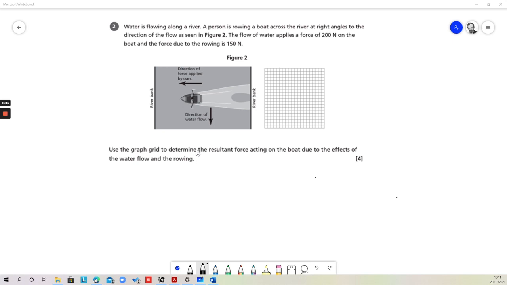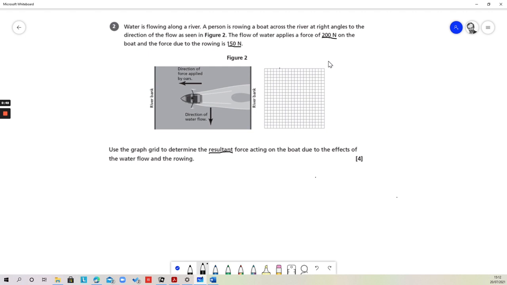Question here, we're being asked to determine the size of the resultant force that is acting on this boat. There are two forces that are directly acting on the boat. One of the forces is due to the oars, the person pulling on the oars, rowing the boat across, and we're told that the size of that force is 150 newtons, and the other force is due to water flowing down the river, that's in that direction there, and we're told that the size of that force there is 200 newtons.